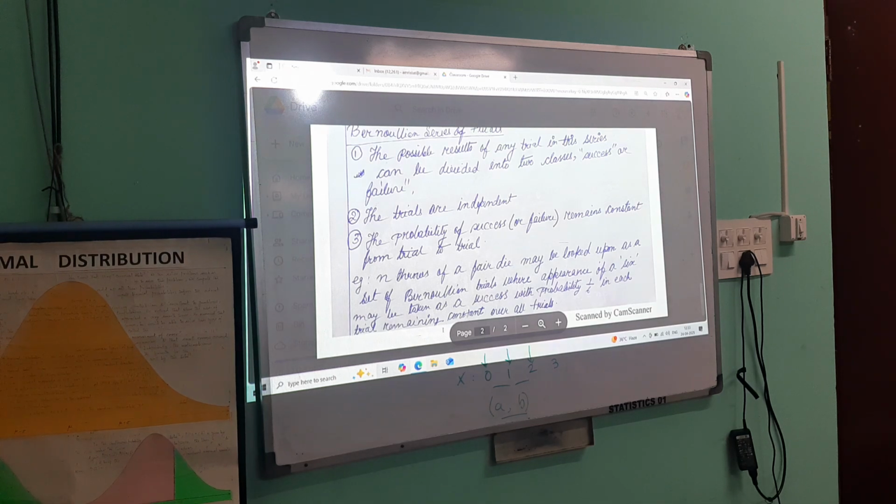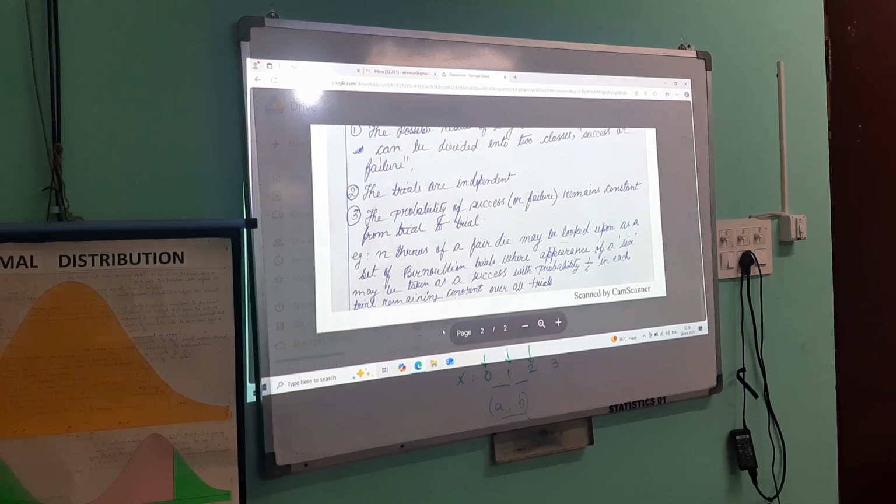As a set of Bernoulli trials, where appearance of 6 may be taken as a success with probability 1 by 6 in each trial, remaining constant over all the trials.